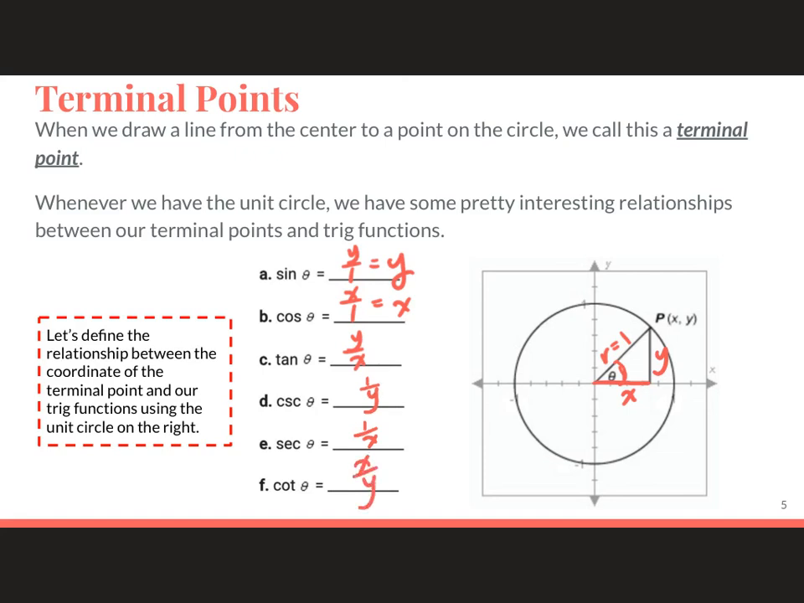And so, using these specific ratios, they're not really values, that correspond with our trig functions, we can actually figure out at what point we're going to land on the circle at very specific angle measures of theta values. And we're going to be exploring that in our next section.